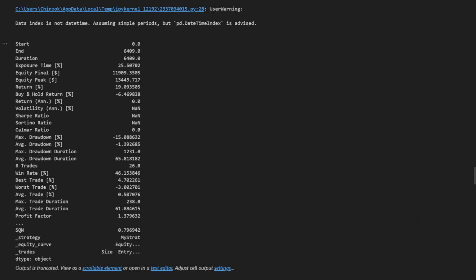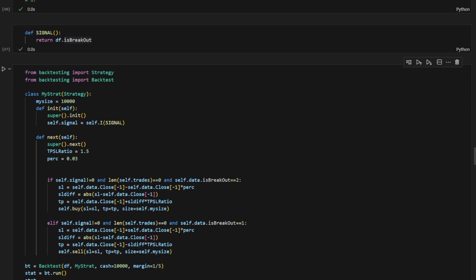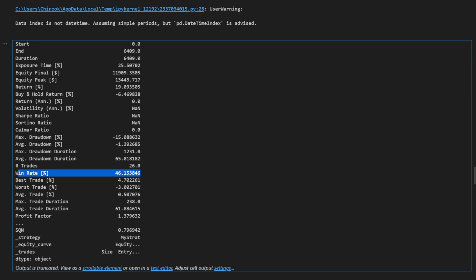And we have a return of 19%, a win rate of 46%. Remember that we have a 1.5 take profit stop loss ratio, so 1.5 should be fine for a 46% win rate. And we have a drawdown of minus 15%.